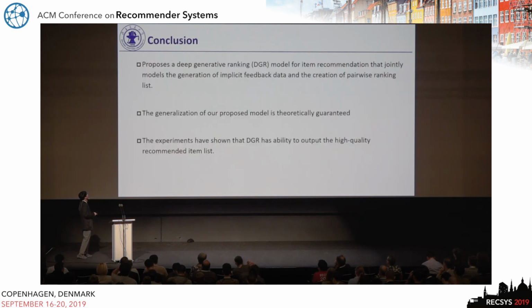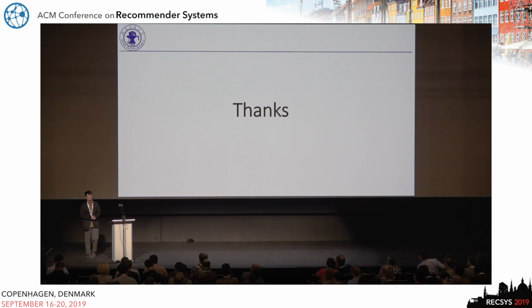So let's give a brief conclusion. In this paper, we propose a deep generative ranking model for item recommendation that jointly models the generation of implicit feedback data and the creation of a pairwise ranking list. And we also give a generalization bound for our proposed model, which is theoretically guaranteed. And the experiment results show that the proposed method has the ability to output a higher quality recommendation item list. So thank you. It's over.